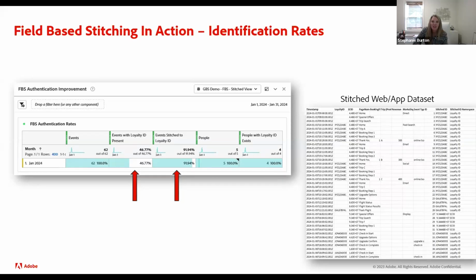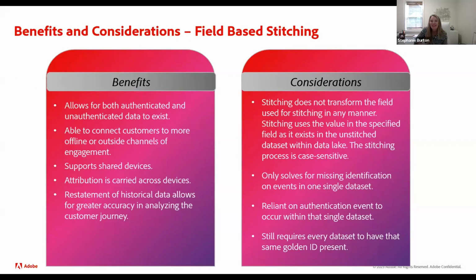So what are the pros and cons, right? Well, I don't like to think of it as pros and cons because everybody has scenarios. So I like to think of it as benefits and then things you might want to consider. In terms of benefits, the biggest one is being able to get both that known and unknown data together. And that gives you the ability to still unify with offline data whenever possible. It's also going to support shared devices because we have that timestamp information in those data sets. Your attribution is getting carried across devices.